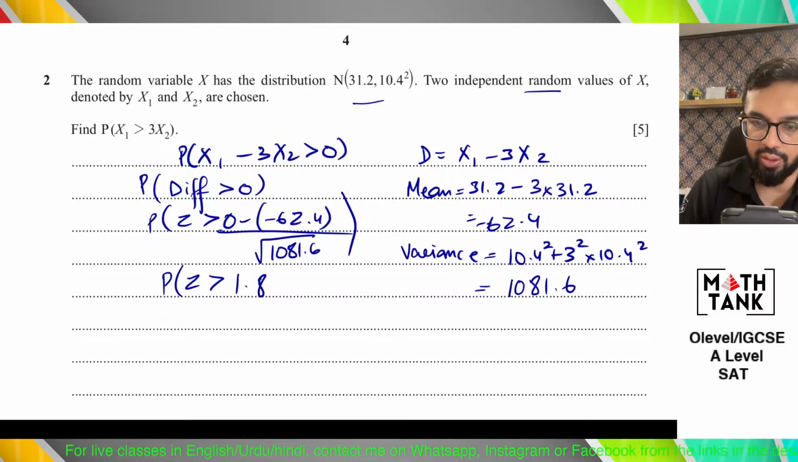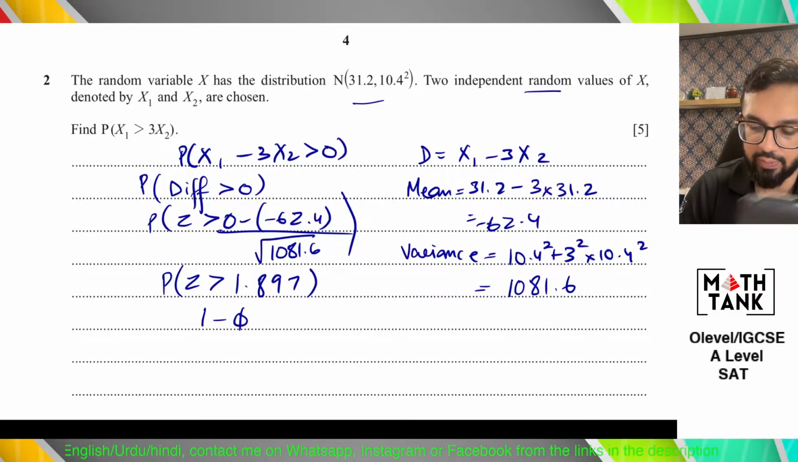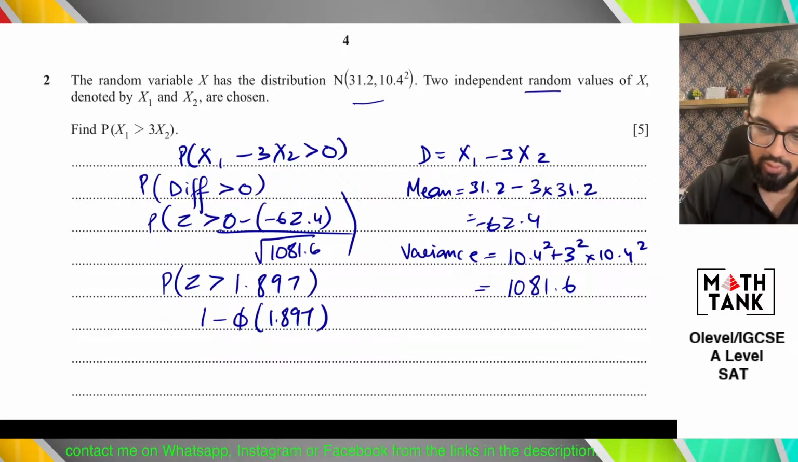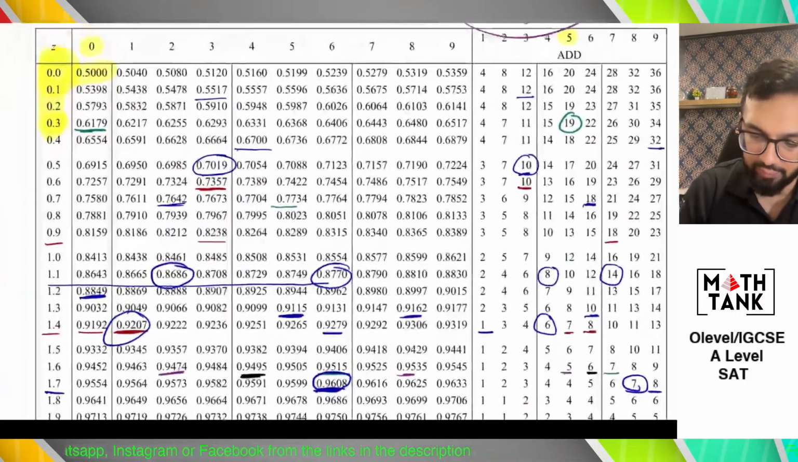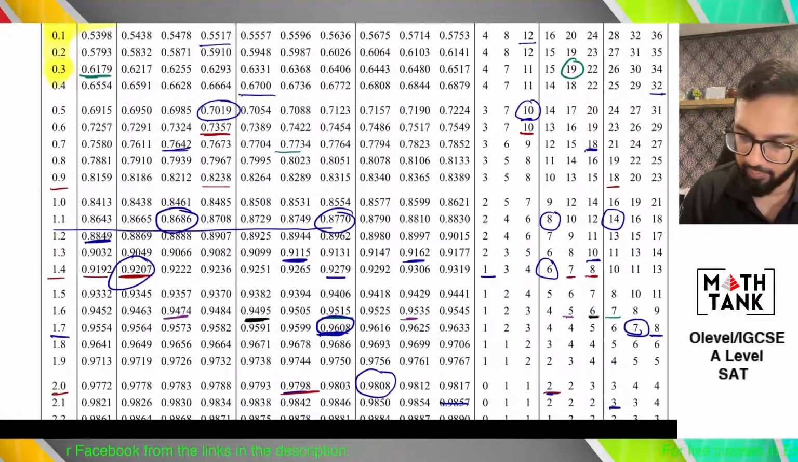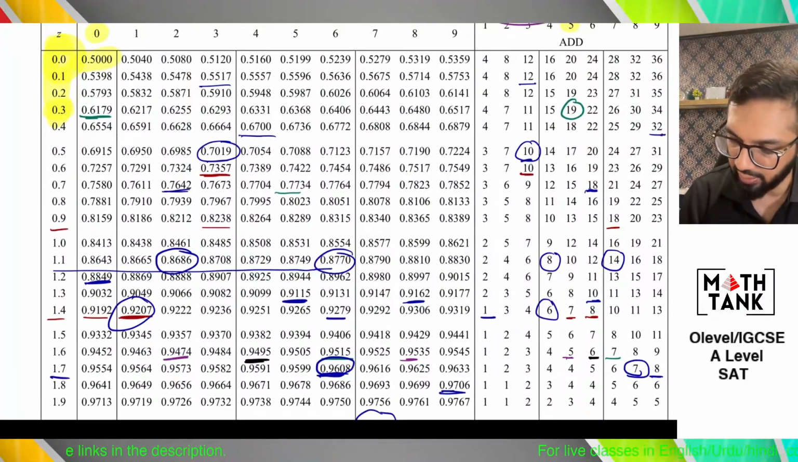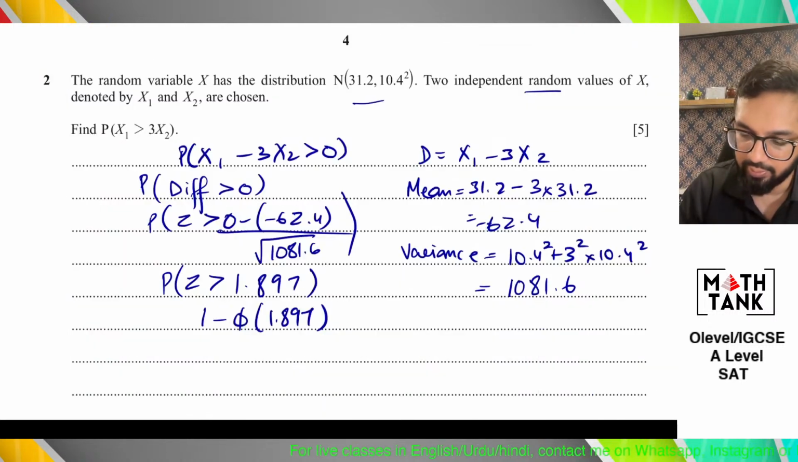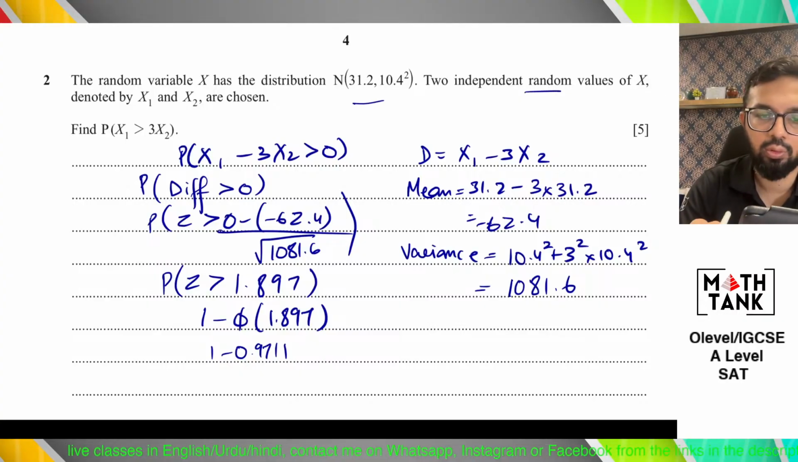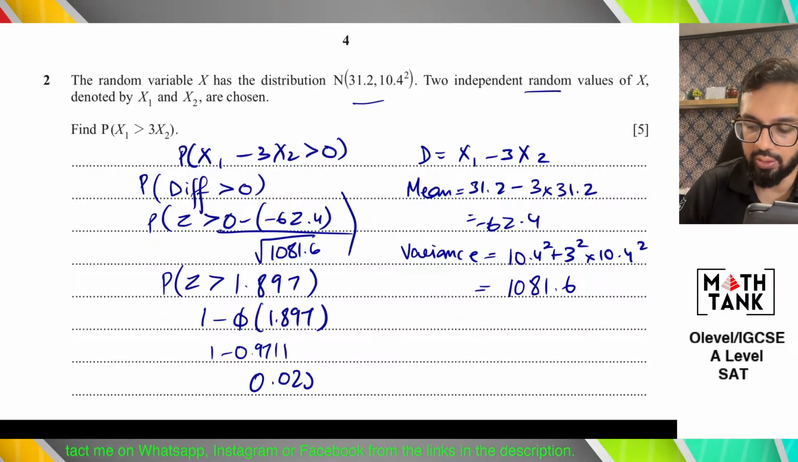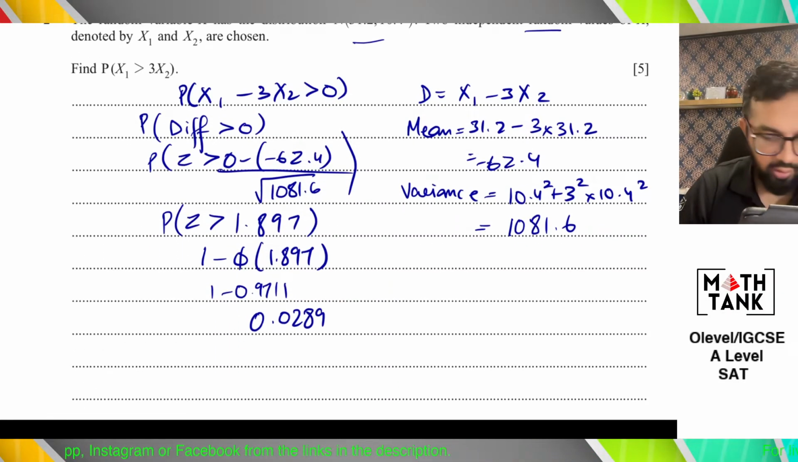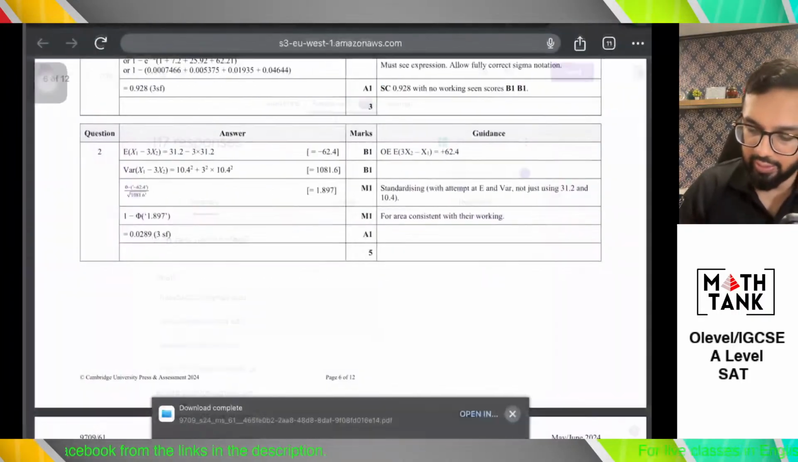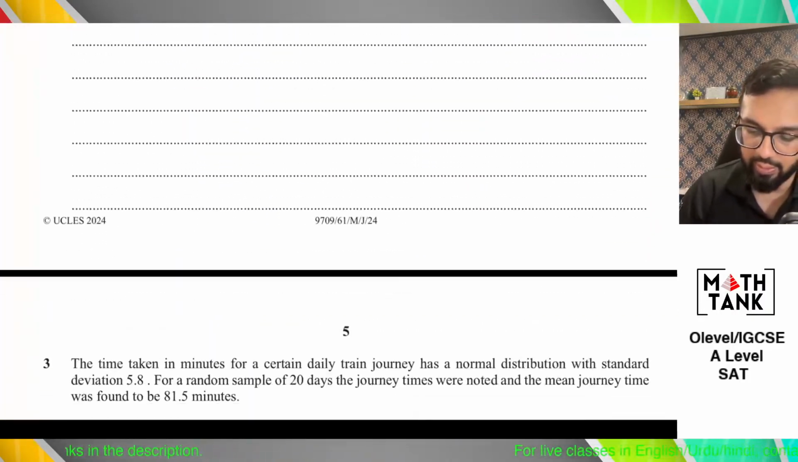I have 1.897. 1 minus phi of 1.897. Looking at 1.897 from here, 0.9711, so 1 minus that gives 0.028. Okay, let's check. Yeah, that's the correct answer.